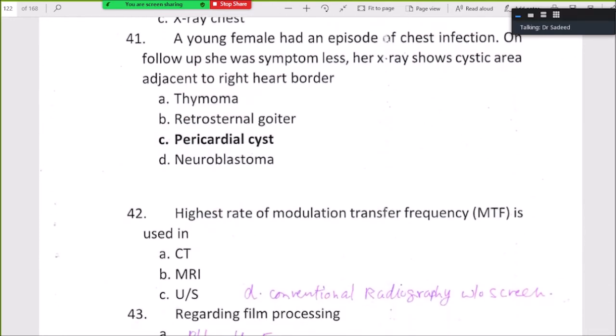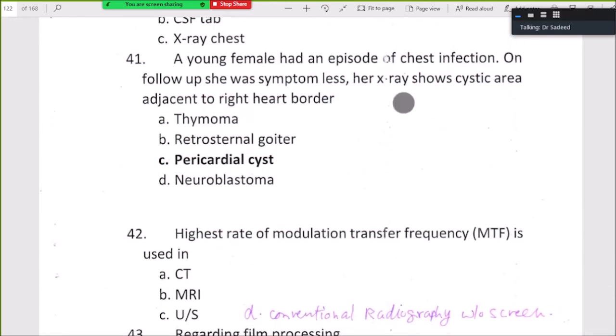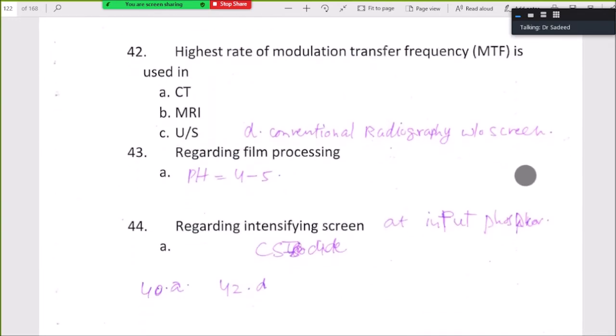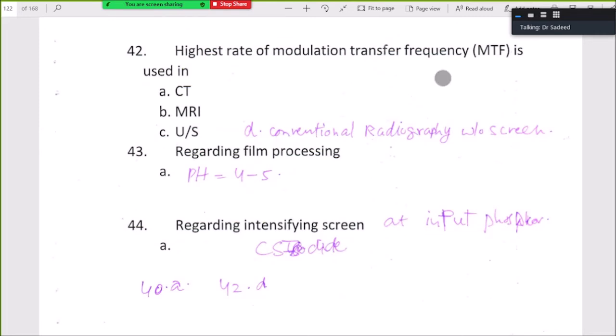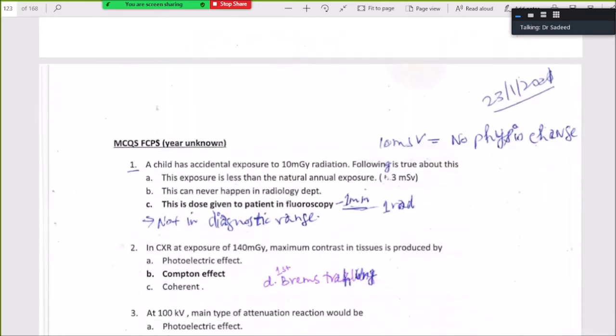41. A young female had an episode of chest infection. On follow-up, she was symptomless. Her X-ray showed a cystic area at the right heart border. Diagnosis: pericardial cyst. 42. Highest rate of modern transparent frequency is used in conventional radiograph without screen. 43. Regarding film processing, pH is 4 to 5. 44. Regarding intensifying screen, input phosphor is made of cesium iodide.